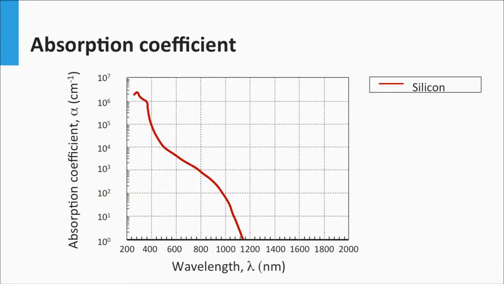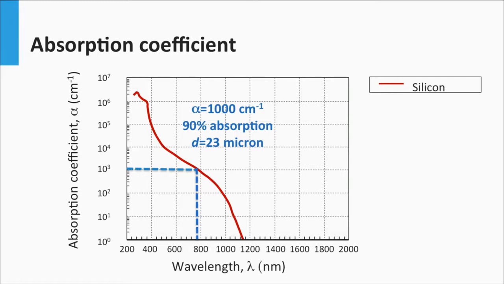Let's consider the third design rule, light trapping. First, we look at a wavelength around 800 nanometers. Crystalline silicon has an absorption coefficient of 1000 per centimeter. You can simply calculate using Lambert's law that to realize an absorption of 90% of the light intensity at 800 nanometer, it requires an absorption path length of 23 microns.